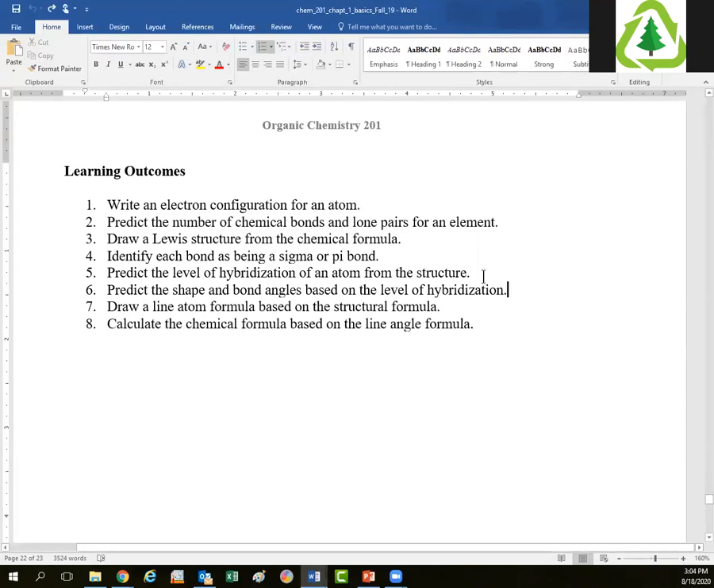That was a bond angle of 180 degrees. Then calculate the chemical formula based on the line angle formula. So basically just turning a line angle formula back into the full structural formula as we've just been doing.